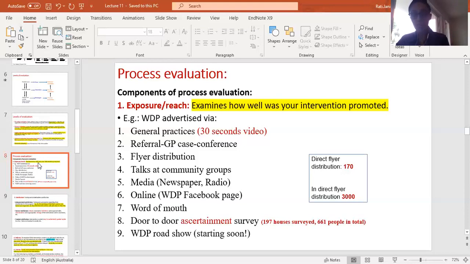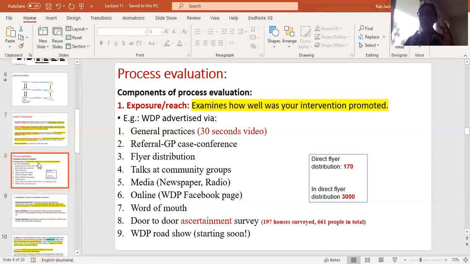Then we did many things. For example, asking the GP to refer their patients to our intervention, so via referral. Then door-to-door assortment survey. What does this mean? For example, asking them, do they know about the voluntary diabetes program, and asking them screening questions. If they are really eligible, then giving them a flyer of our study. So these are the kind of assortment surveys which you can do once you start promoting and advocating your project. So this was an ongoing thing.